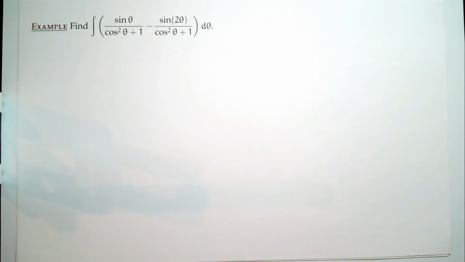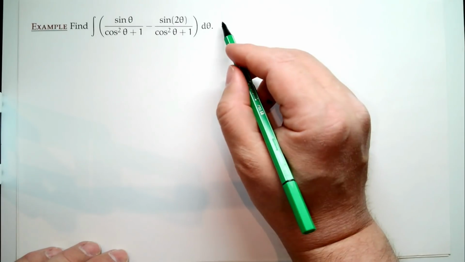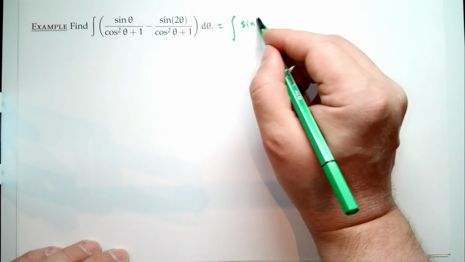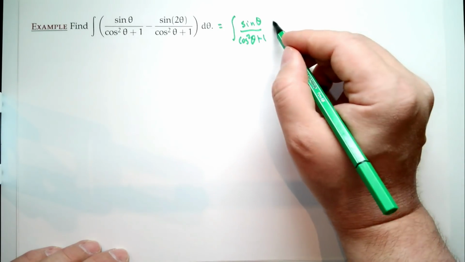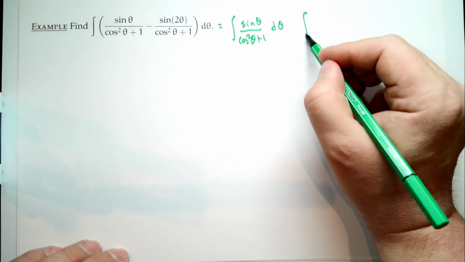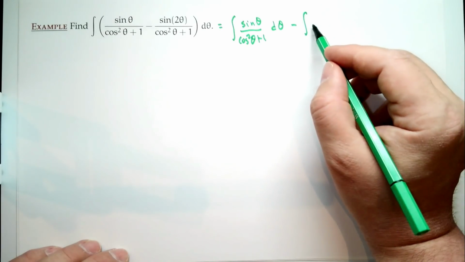Now, one of the things that you should think of is if I have subtraction or addition, I can really think of these as two integrals. So let's break this up into two problems and see what happens on each problem. So I have the integral of sine theta over cosine squared theta plus 1 minus the integral of sine 2 theta over cosine squared theta plus 1.